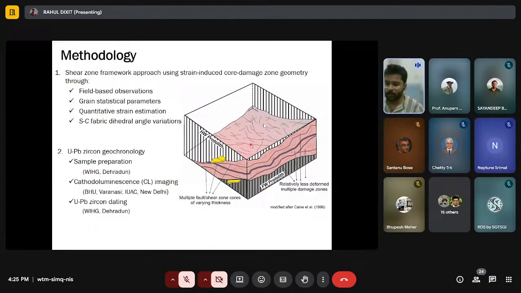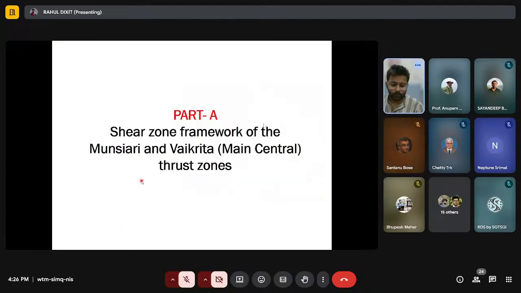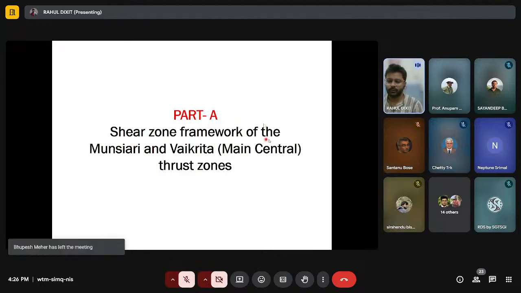But especially in the Himalayas, the chances of preservation of the original protolith are quite rare because of multiple deformation and metamorphic events. So we have tried to identify and map these different cores and their associated damage zones within the studied region in all three valleys. Along with that, we also performed uranium-lead zircon geochronology to study the protolith characteristics of the rocks present in the region. So part A basically deals with the shear zone framework of the Munsiari and Vaikrita thrust zones in the area.